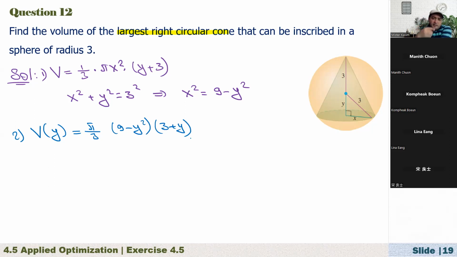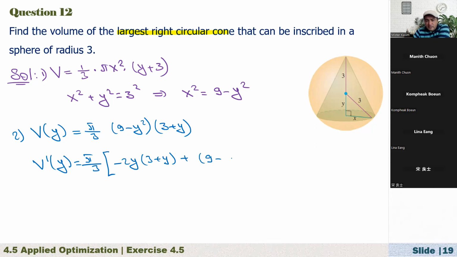So now, again, we are just using differentiation. To do this, we have to differentiate with respect to y. The pi over 3 is constant, so let's just keep it here. And we have the product of two functions here. The first part is the derivative, minus 2y, times 3 plus y, plus the second one, which is just 1, times 9 minus y squared. So this should be equal to 0, to find the critical point.